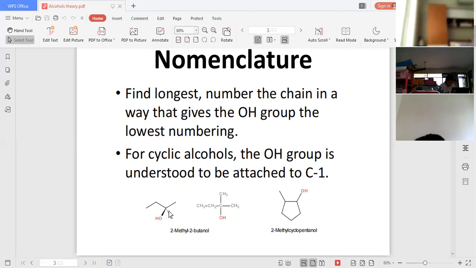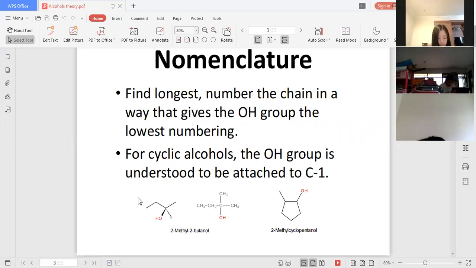And for this one, it is also the same. This one is a 3D structure. So there are 1, 2, 3, 4. This CH3 is located at the back here. This OH is in the front.